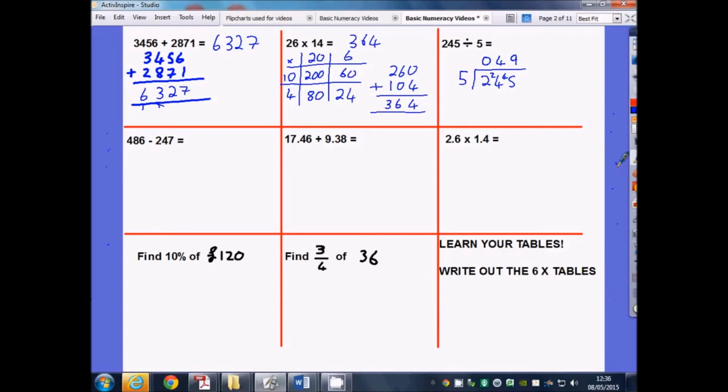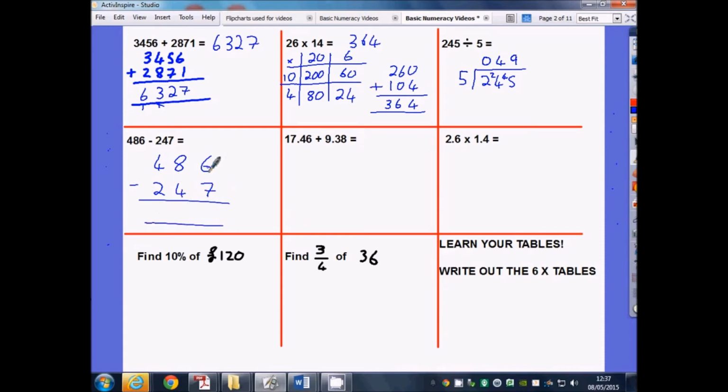Okay, number 4, a subtraction. Now, throughout these videos, I'm going to be using the column method to do subtraction as well. For me personally, if you can master this method, then you can do any sort of subtraction you like. So 486 subtract 247.